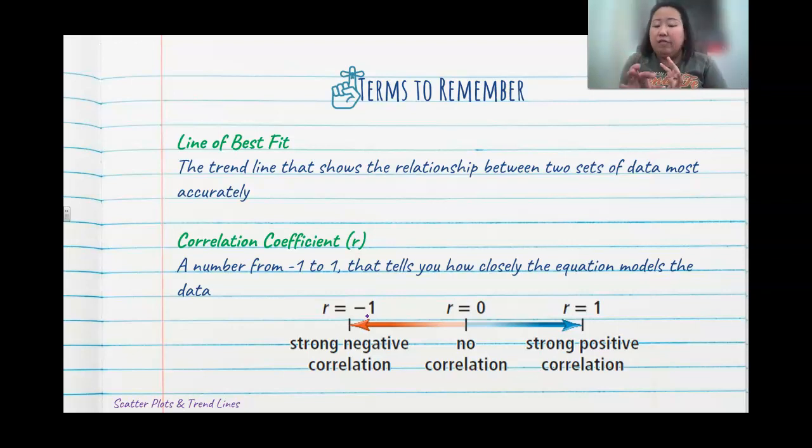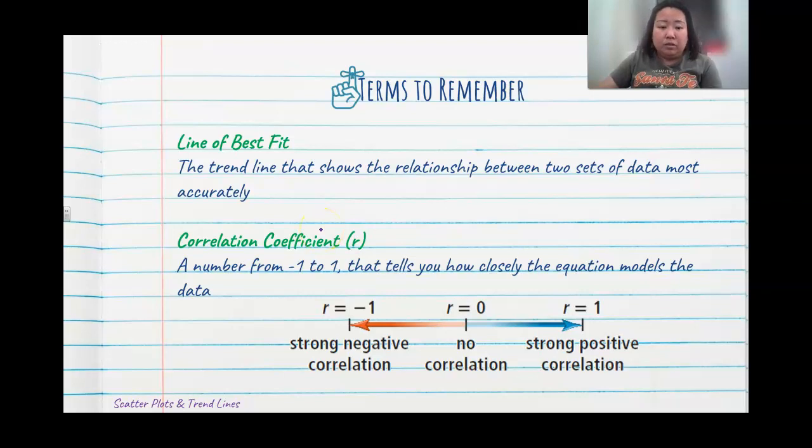If your r is nearer to 0, it means your data is all scattered, and so there is no correlation. And the closer it is to +1, of course it will have a positive correlation, and the tighter the data points are to each other. So again, when we're talking about line of best fit and correlation coefficient, a graphing calculator will be important, and of course we will be using Desmos for that.